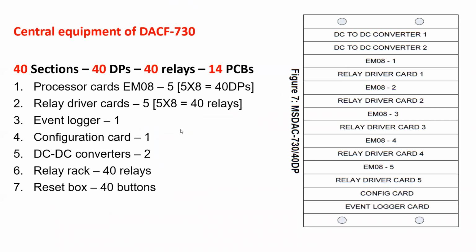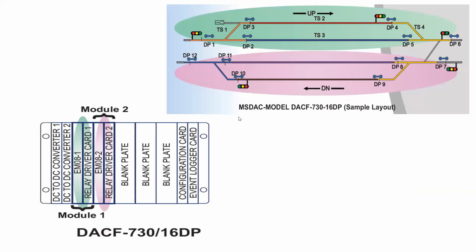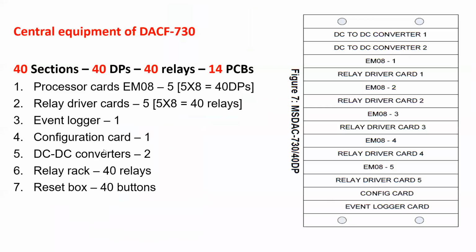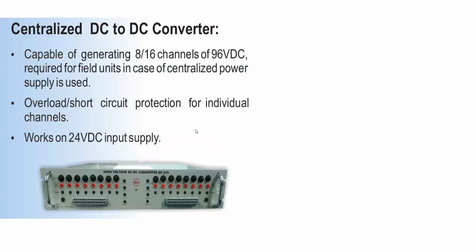These are the cards. So the CPU card is something like this. You can see the 8 modems. There is no input card separately in this. If you look at, there is only processor card and output card. EMI08 is processor, relay driver is the output, only 2. So how it is done is that the inputs that are coming for all the 8 DPs are taken care of by the modems which are part of the CPUs. You can see all the 3 CPUs, 2 out of 3 logics. So it is a DC-DC converter.